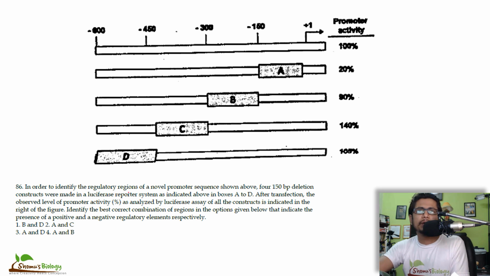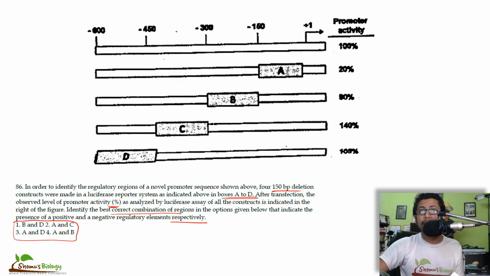So in order to identify the regulatory region of a novel promoter sequence shown above, 4 150 base pair deletion constructs were made in a luciferase reporter system as indicated above in the boxes A to D. After transfection, the observed level of promoter activity in percentage, as analyzed by the luciferase assay of all constructs, is indicated on the right of the figure. Identify the correct combination of regions in the options below that indicates the presence of positive and negative regulatory elements respectively. That means among the options, the first one will be positively influencing and the second one will be negatively influencing transcription.